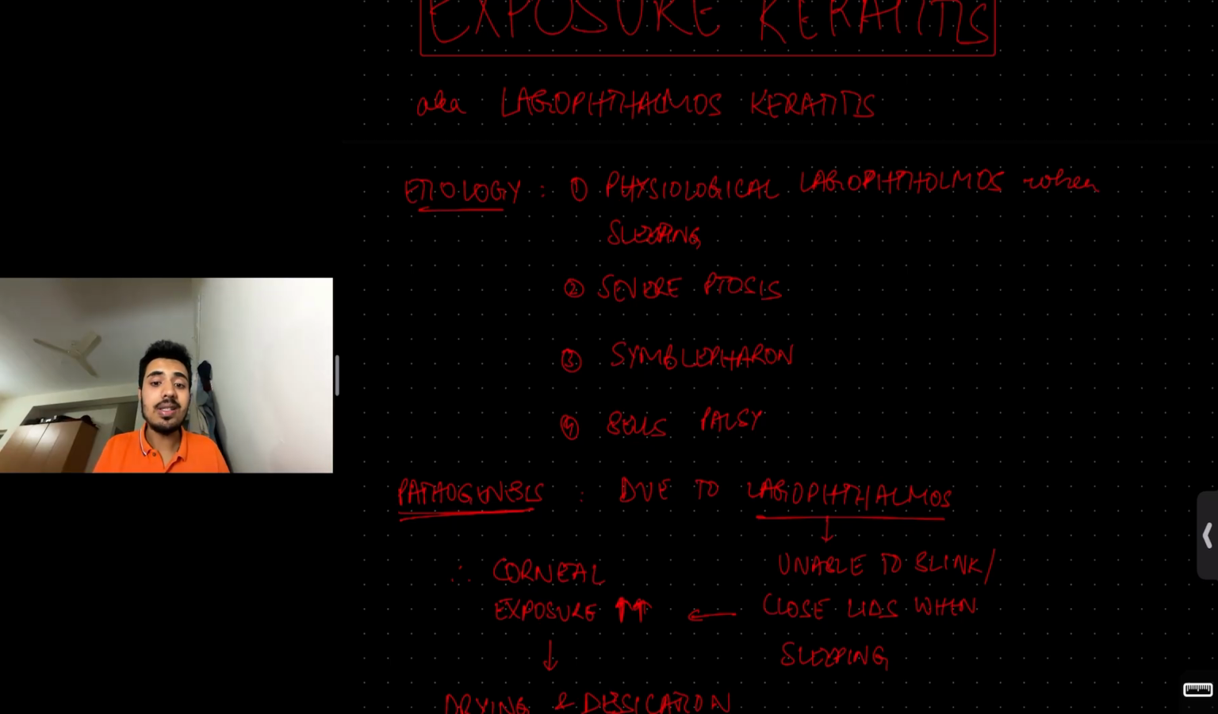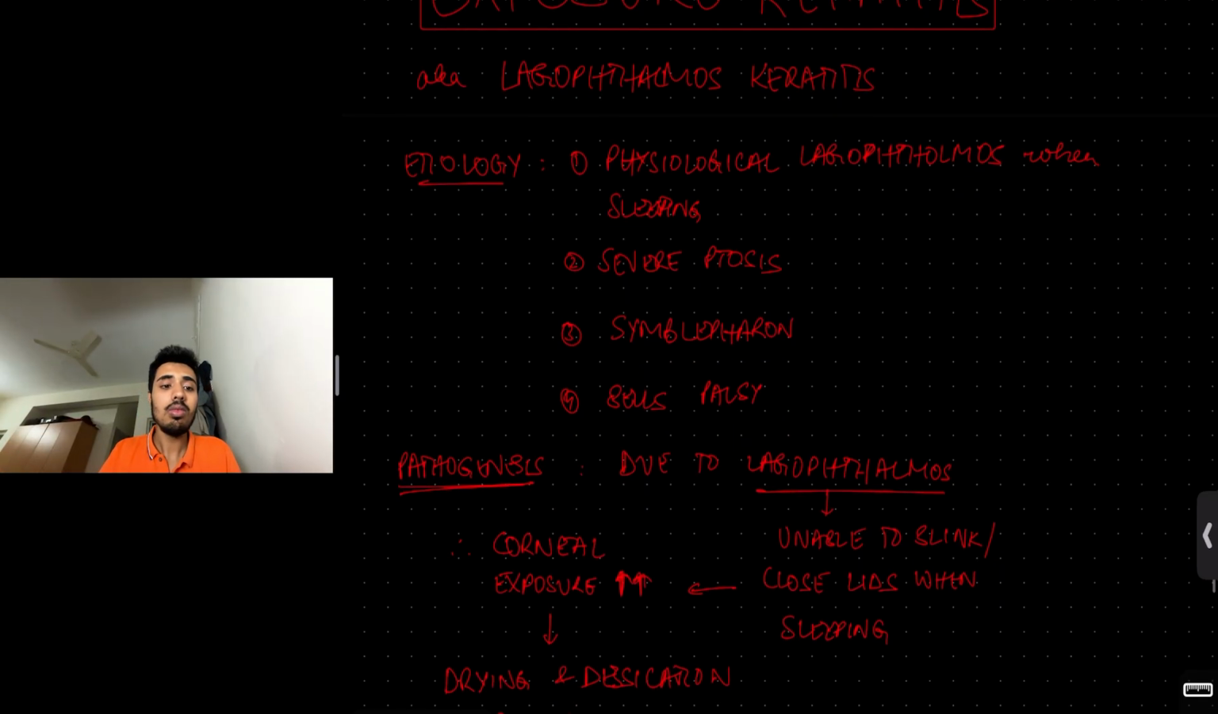And Bell's palsy. We know that for closure of eyelids, we need to use orbicularis oculi, which is supplied by the facial nerve. And facial nerve palsy will lead to lagophthalmos. Why? Because now the orbicularis oculi is paralyzed. So these are some of the causes.